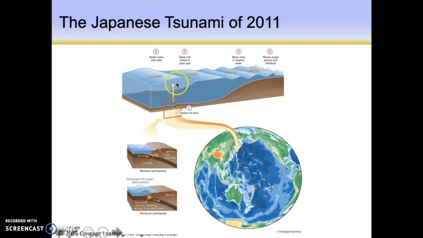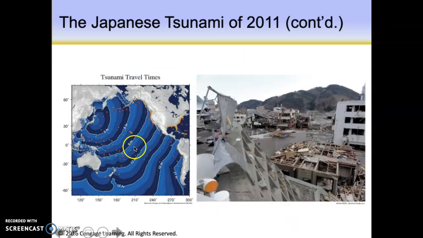This was generated very close to the shore, so it didn't take long for those waves to get to the coast. And this shows the travel time going across the Pacific Ocean. You can see California in about 9 to 12 hours, and South America within about 18 to 21 or 22 hours to get to the coast of South America. So they're very, very fast and can be very destructive.